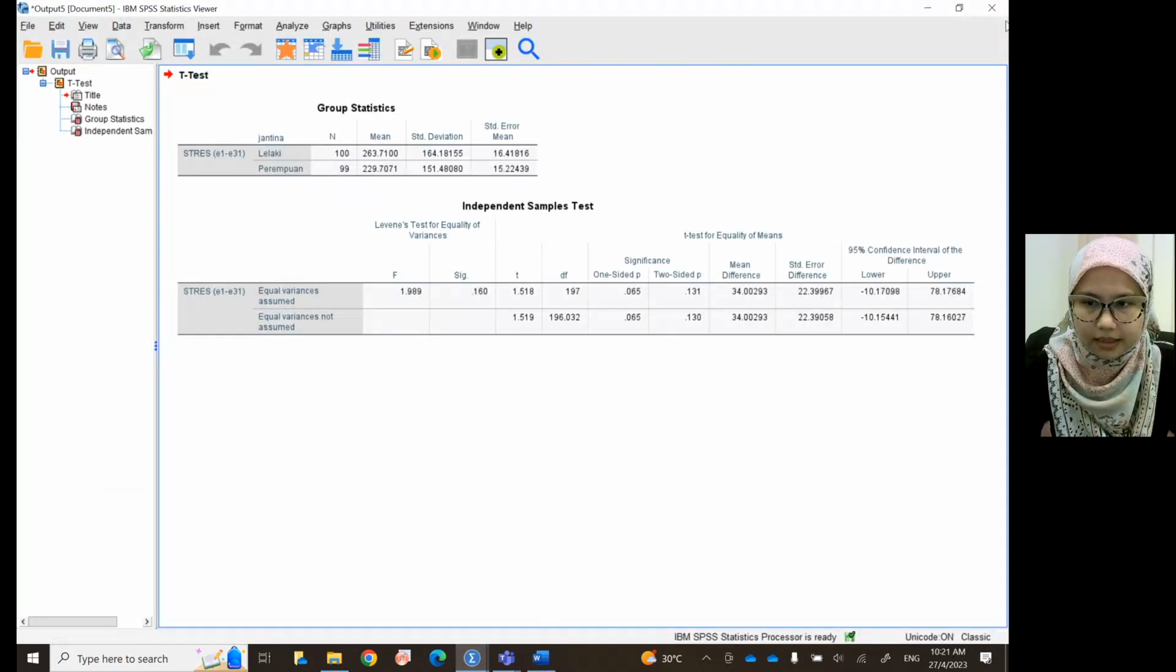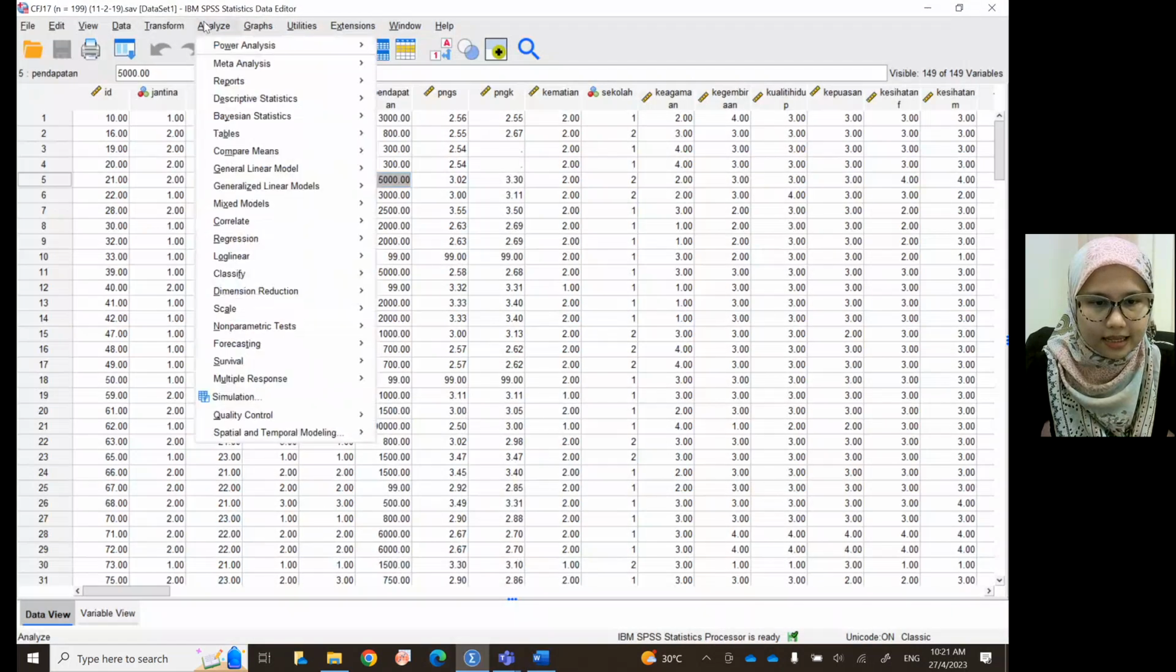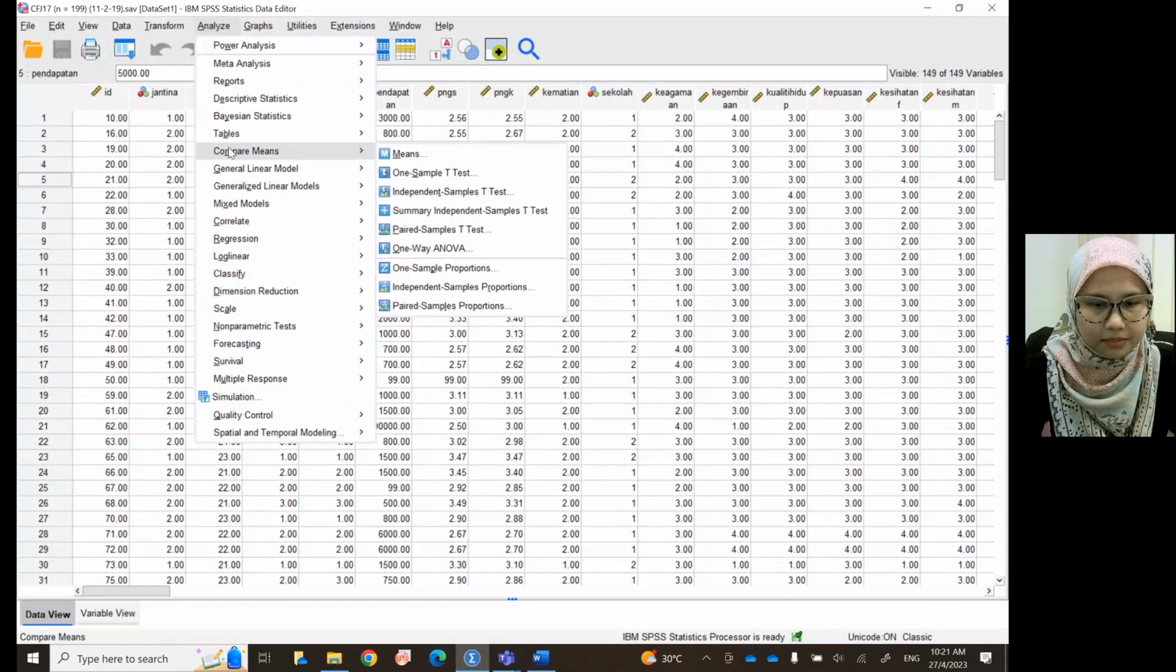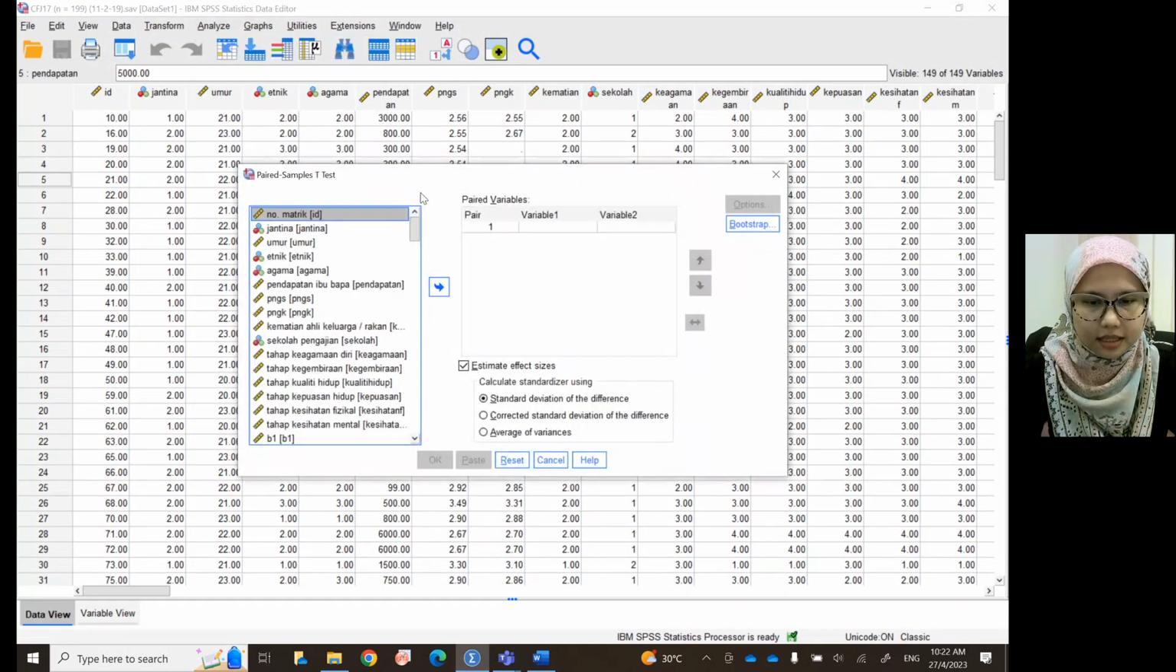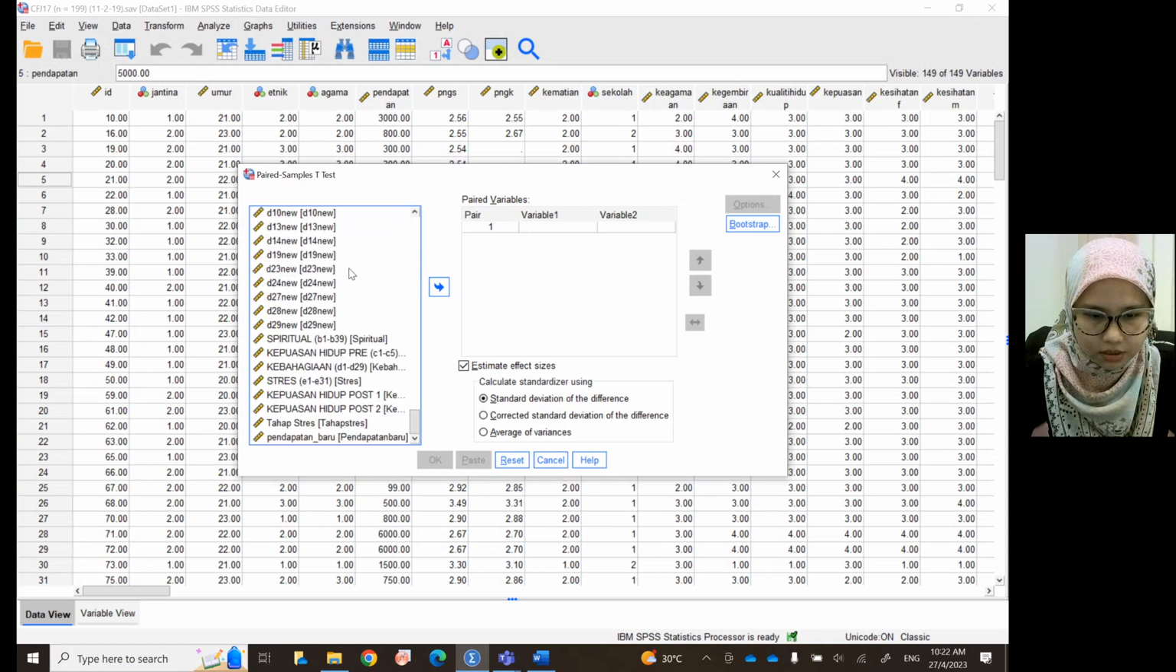So we go back to our SPSS data. Analyze, same thing, you go to compare means, but this time you go to paired sample t-test. Click on it. This is the pop-up for the paired sample t-test. You have two variables, the pre and the post life satisfaction, so you need to choose the pre and post. If you can see here, your pre is here.